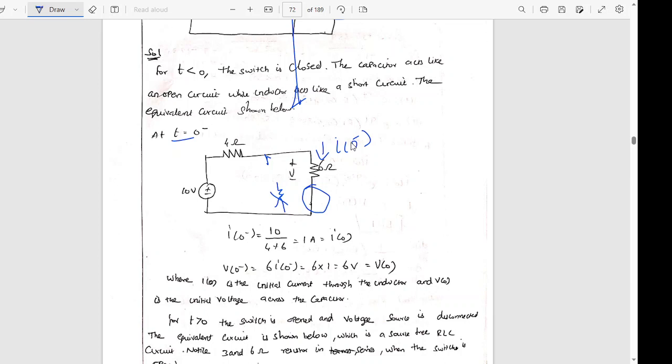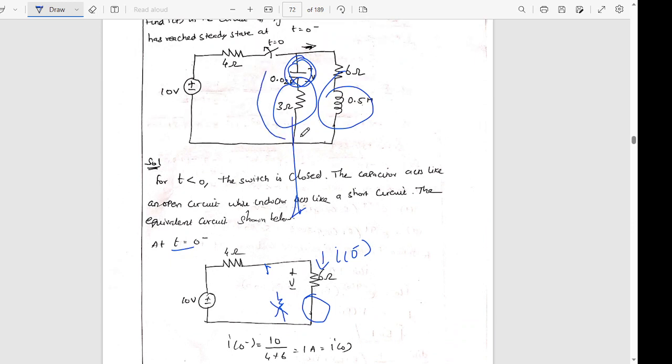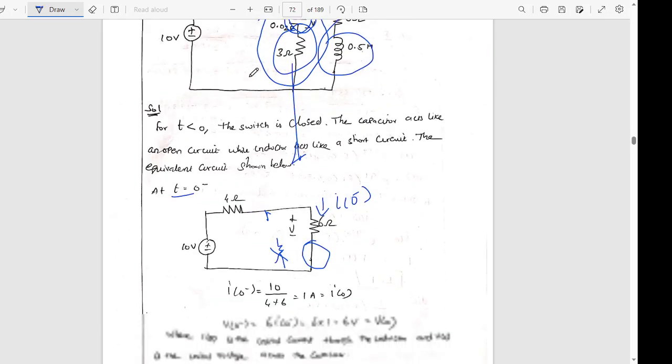Because 6 ohm is connected in series with the inductor. One word you have to remember: I told that the inductor will act as a short circuit. It doesn't mean that we are going to remove it from the circuit. It is there, but it is acting as a short circuit. Similarly, the 3 ohm resistor and this capacitor are also available in the circuit, but the capacitor will act as an open circuit at steady state. If it is acting as an open circuit, it is not going to allow the current to flow, so we are calling that acting as open circuit.